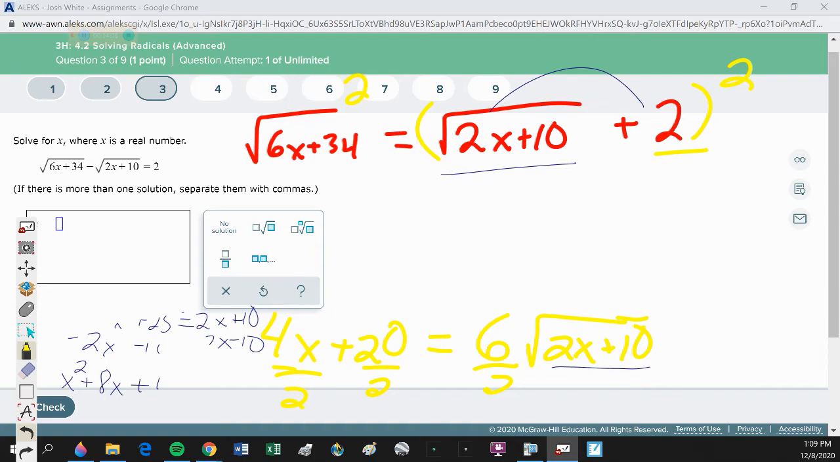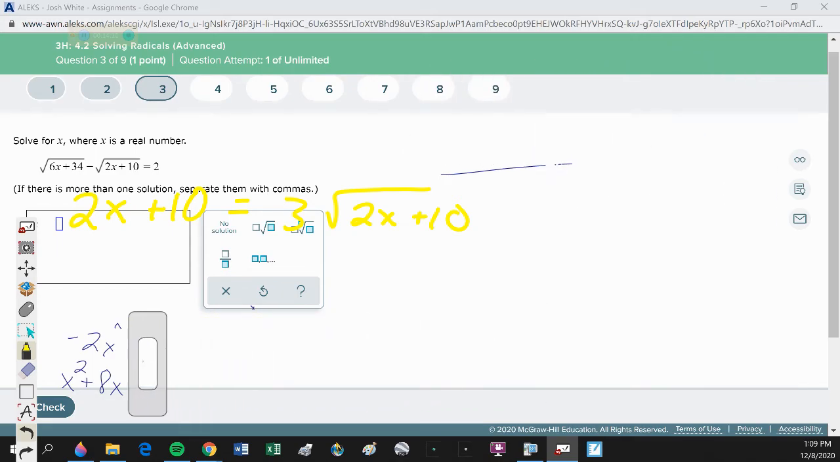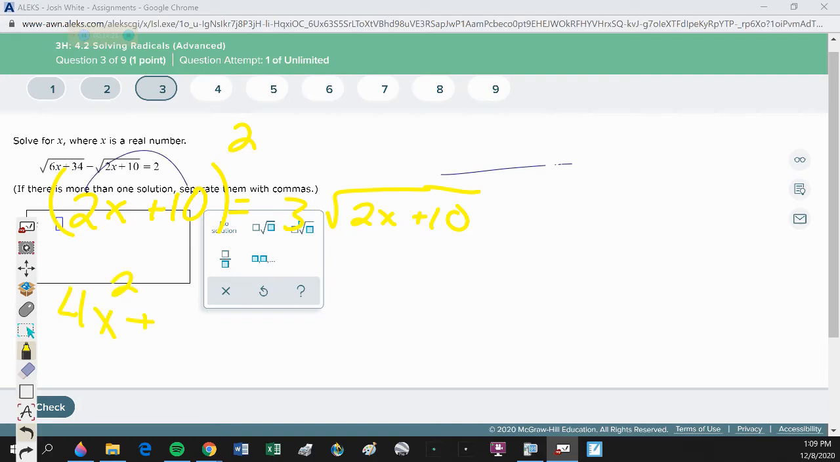And I get 2x plus 10 equals 3 times the square root of 2x plus 10. Now I'm not sure if this is going to happen because this is the first time I've ever done this assignment. I need to square. So squaring the left side is pretty simple. 4x squared plus 2 copies of that, which would be 40, and then 100. But what would the other side be?